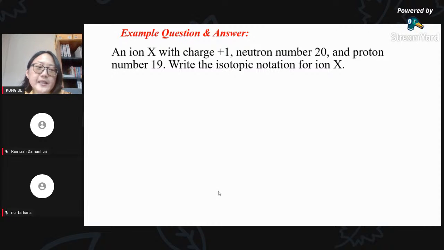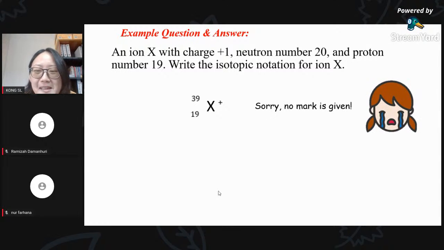If you try this, right? Okay, I think most of you can get the answer like this. Am I right? Okay, I want to tell you, sorry, no mark is given. Why? Because the proton number is given. It's 19. You can check what is the element with proton number 19 in the periodic table.